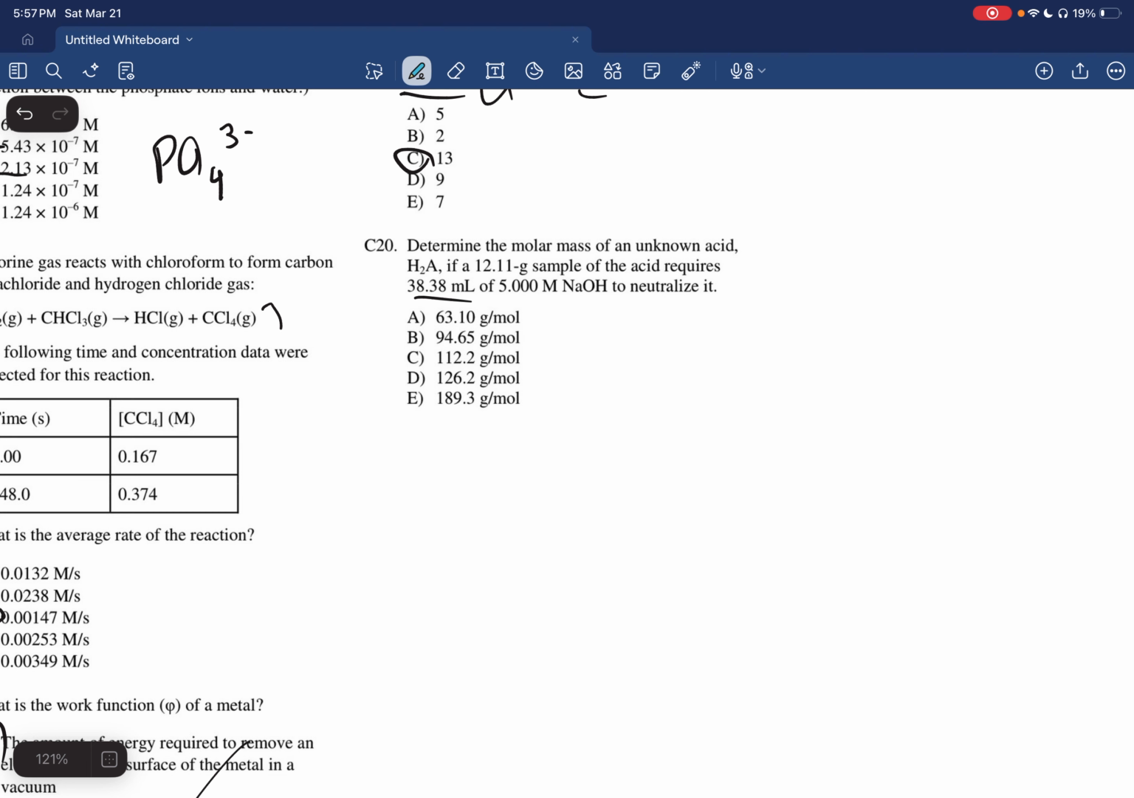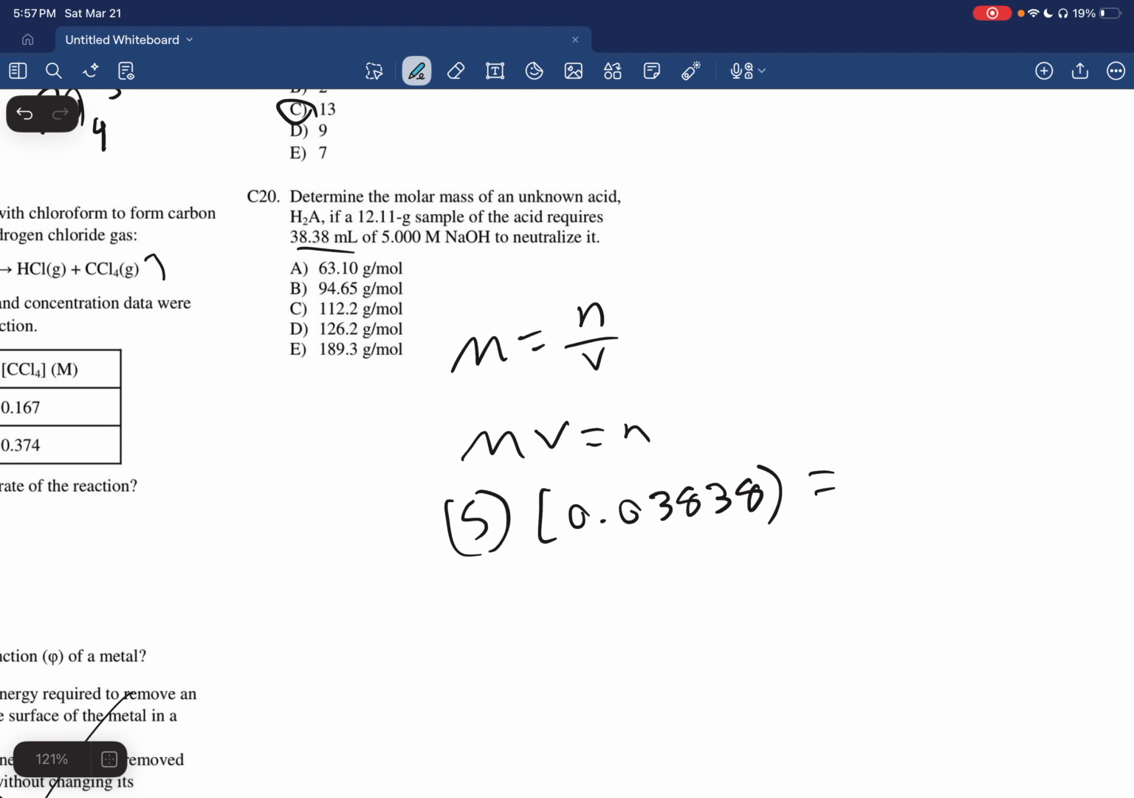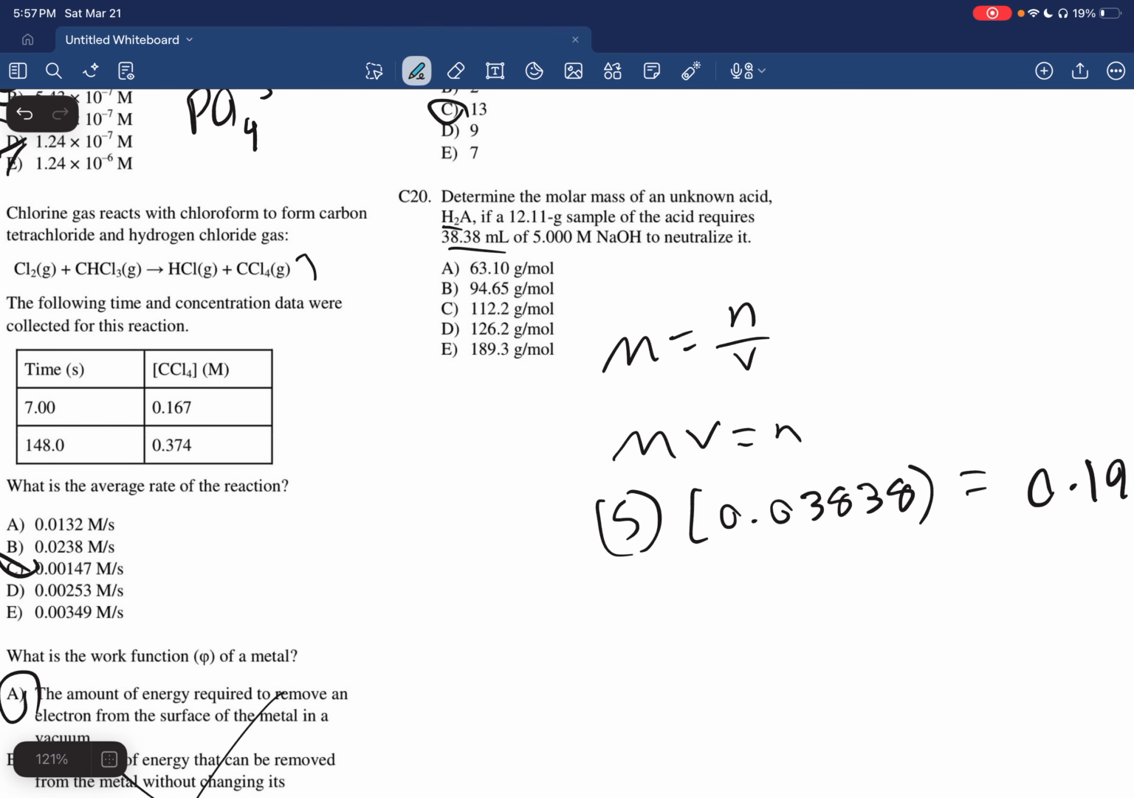To do that, we know that molarity equals the number of moles divided by volume. So the number of moles we have is just the molarity times the volume. So we'll take our 5 molar times our 0.03838 liters, and that should give us the number of moles of base that we titrated with. We're going to come out with 0.1919 moles.